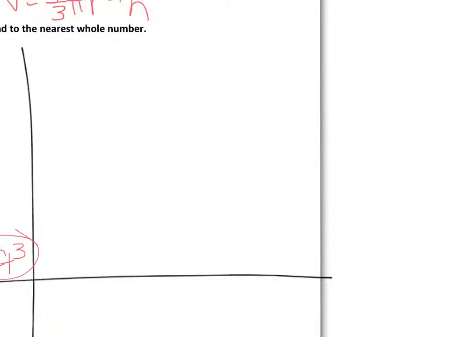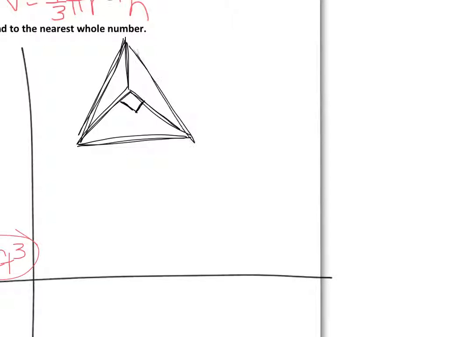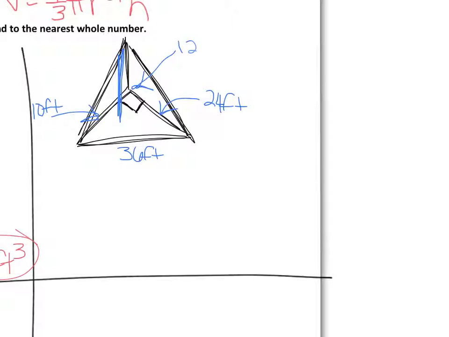All right, our next pyramid is going to have a little bit different base. This time, my base looks like this. And I'm given these dimensions here. Let's say that this side over here is 10 feet. This side over here is 24 feet. And this wouldn't be accurate, but just to talk about a point, let's say that the last side of the triangle is 36 feet. And the pyramid is going to be 12 feet tall.